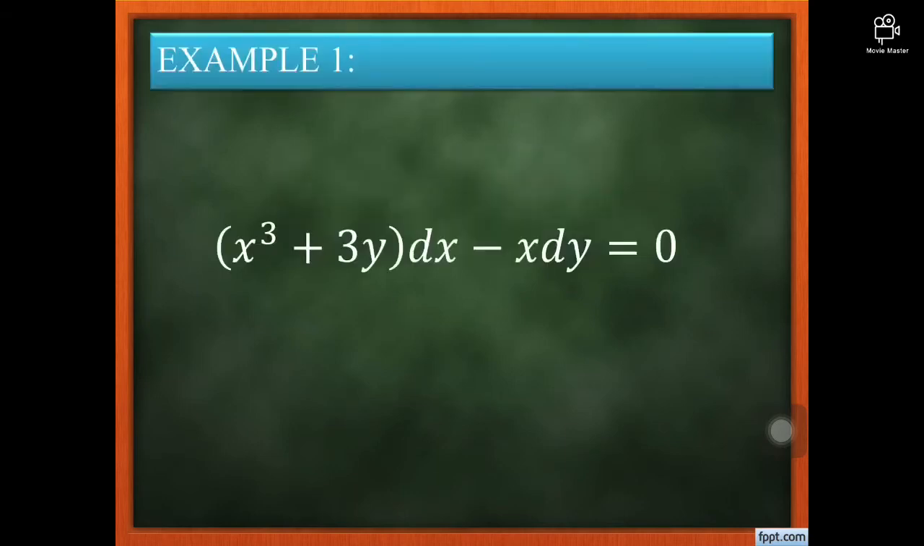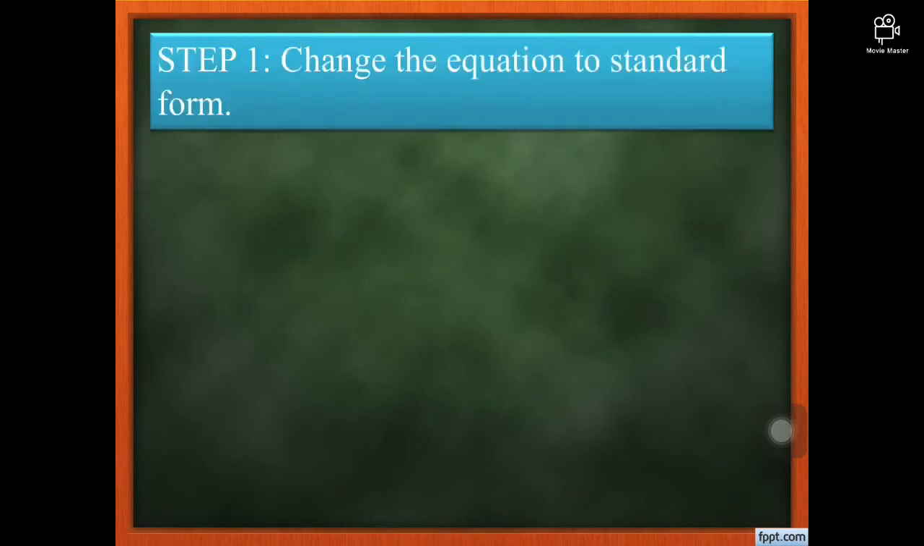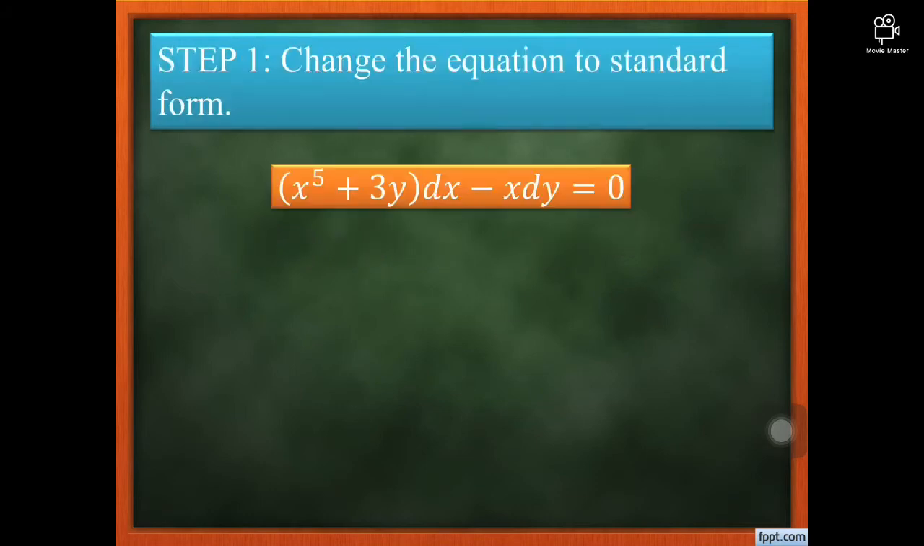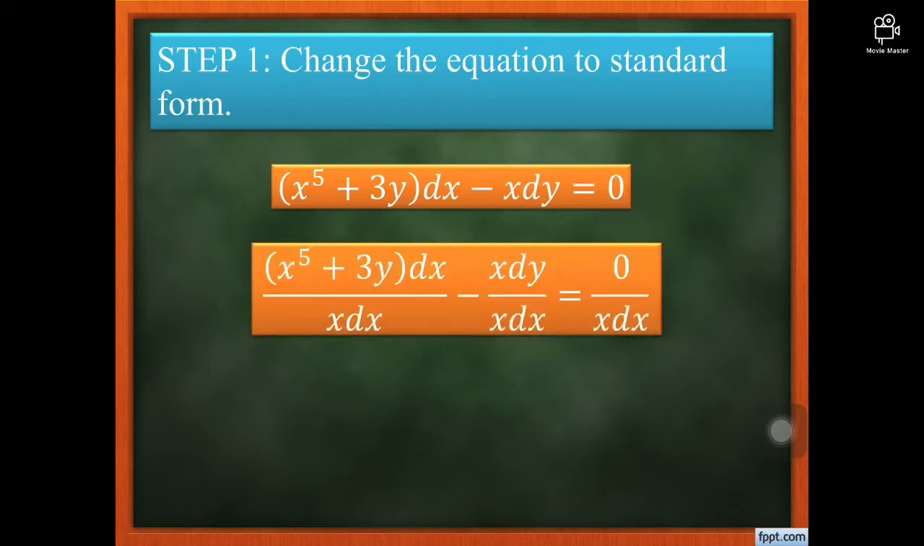So, for the first example, we need to change the equation into the standard form. So, this is the example given. We need to divide both sides by x dx in order to cancel dx from the first function, and then to be able to get the dy over dx, we need to cancel that. We need to divide that by x dx, so the x will be cancelled. And then 0 over x dx still gives you 0.